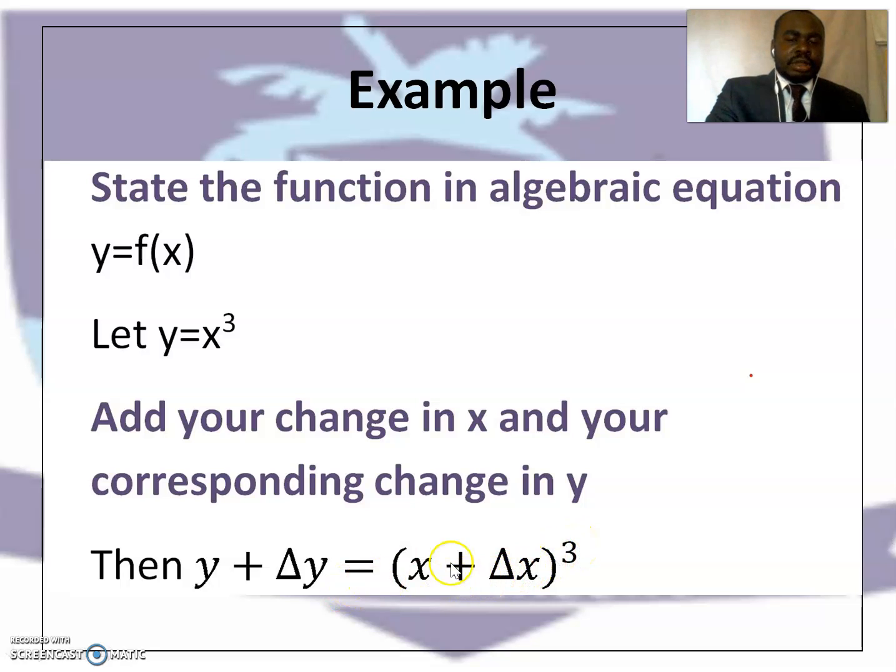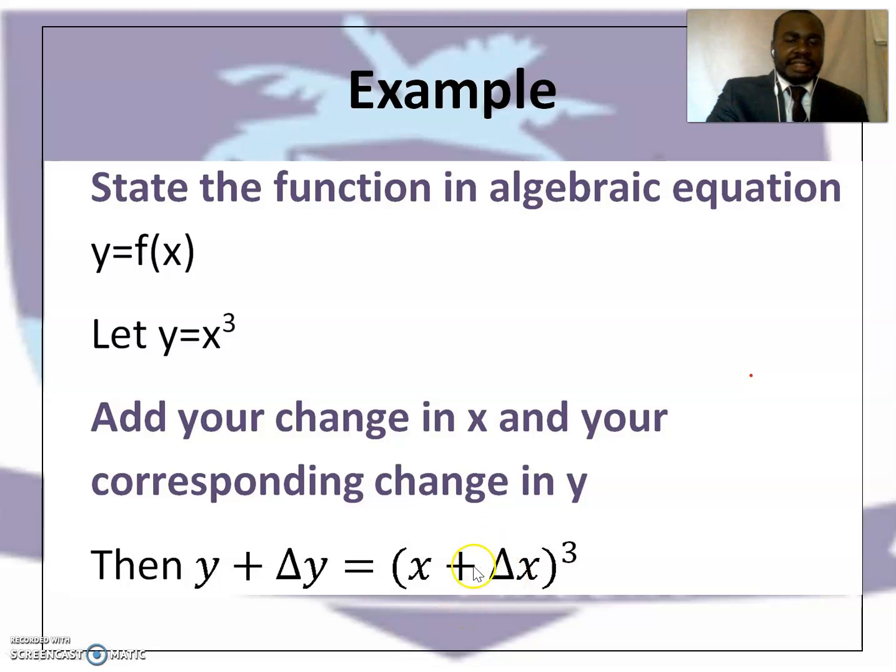Because if we had x equal to 2, for example, our y in this case is going to be 8. But when x increases from 2 to 3, y is going to increase from 8 to 27. So this change in y here captures that change from 8 to 27. That is what this line means: y plus the change in y, which corresponds to the change in x that we just added. Y plus change in y equal to x plus change in x, all cubed.